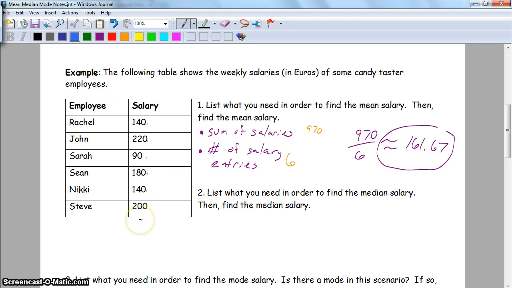Second one here, list what you need to find the median. Well, first thing you would need is list the entries from least to greatest. L to G, least to greatest. Right? Then the other thing you would need to do is determine the middle entry.